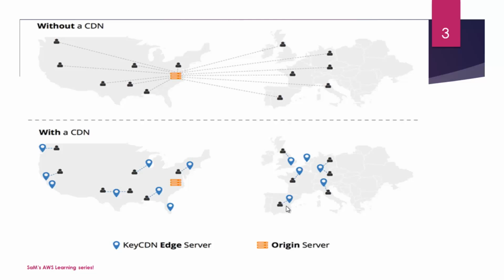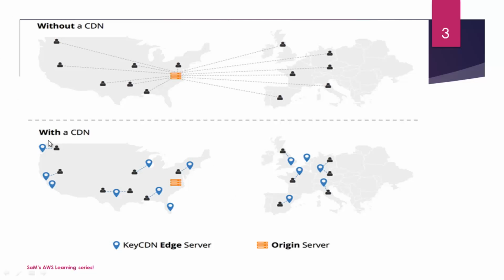Because we are placing the edge servers all over the globe, users will only have to communicate with the edge server, and the edge server will have a cache of the origin server's web content. That's the important thing to remember. All the edge servers maintain a cache copy of the real web page or the origin server web content, and then they distribute it to the user. So that's how it looks.